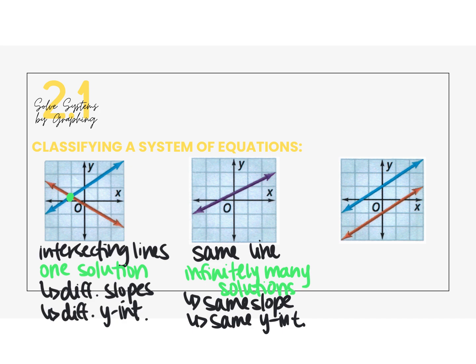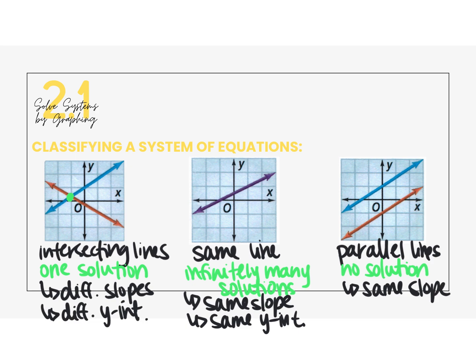They're the same line. Okay, and then lastly, we have parallel lines. So again, you can see here, they do not touch. The definition of parallel is they don't touch, so there's no solution. Okay, and how we can identify that is that they have the same slope. You know that from Unit 1, but they have different y-intercepts. So they aren't the same line, but they still won't intersect, so there's no solution.